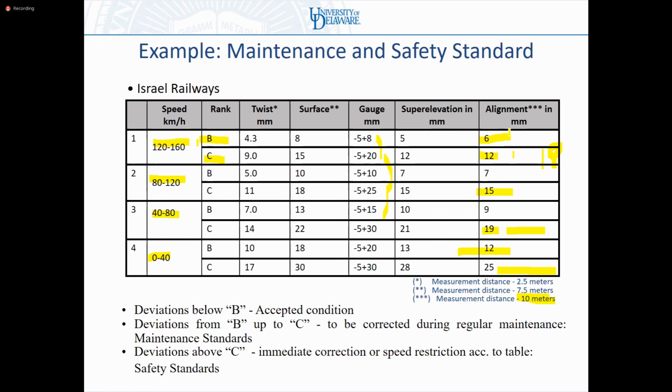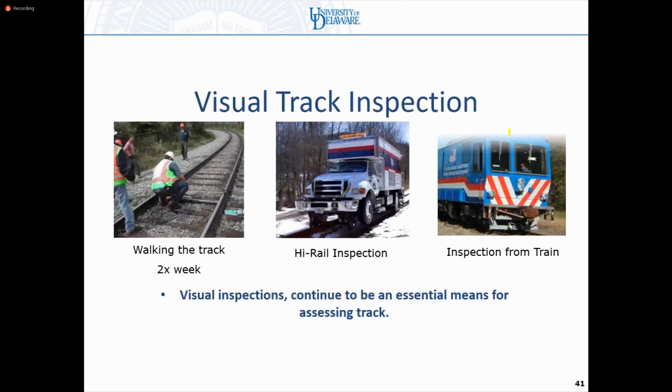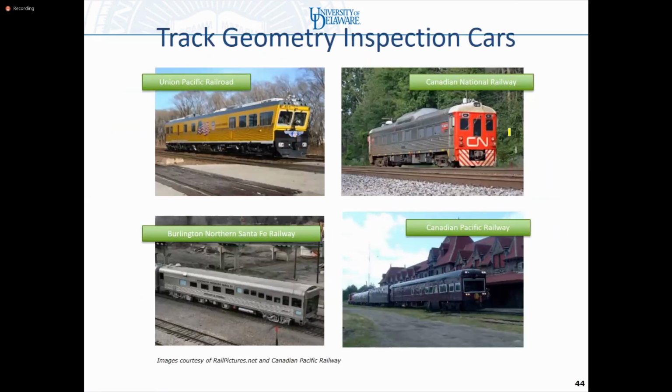But the ability to project forward is the wave of the future, and that's what railroads are moving towards. I'm going to skip some of this. Visual inspection is still required, but let me talk about track geometry cars. There are several different types, including commercial self-propelled cars. This is a Plasser track geometry car, very similar to what Israel Railways owns.